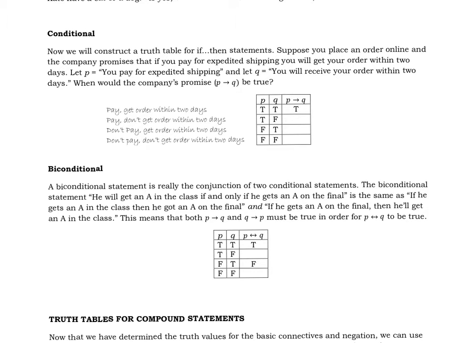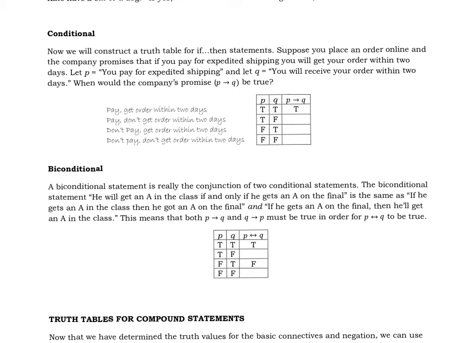All right, now we're going to move on to truth tables for conditional statements, for our if-then statements. So I'm going to switch things up from cats and dogs. We're going to make statement P this time be you pay for expedited shipping, and Q is you will receive your order within 2 days. So when would the company's promise, P implies Q, or if P, then Q, be true?